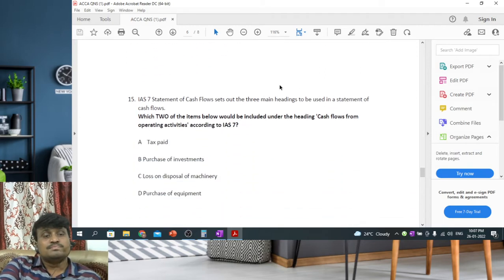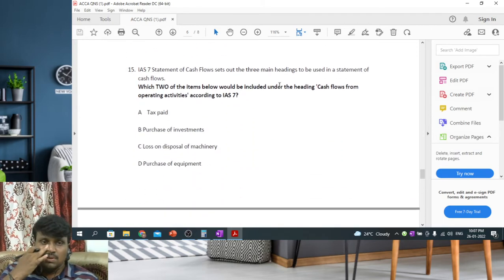Okay. IAS 7 statement of cash flow sets out the main headings to be used in the statement of cash flow. Which two of the items given would be included under the heading cash flows from operating activities? Tax paid is considered, so we have to reduce the tax. Purchase of investment is investing, not forming part of operating. Loss on disposal of machinery is considered, added back to the profit before tax in case of the indirect method. Purchase of equipment is investing. So which are considered here? A and C.